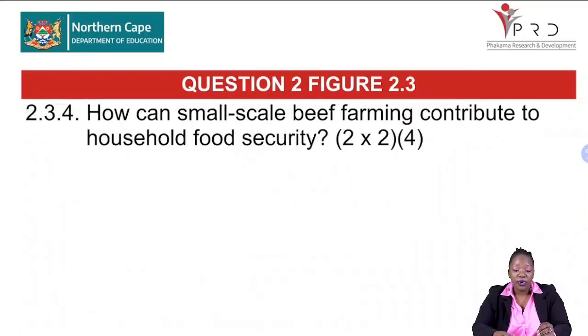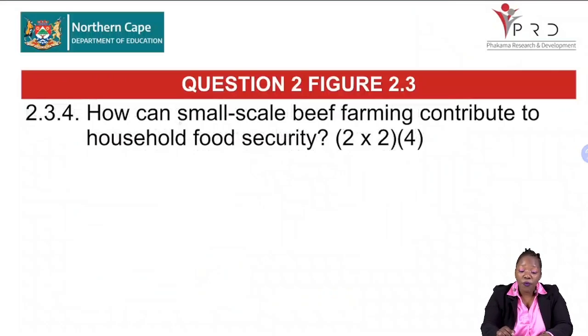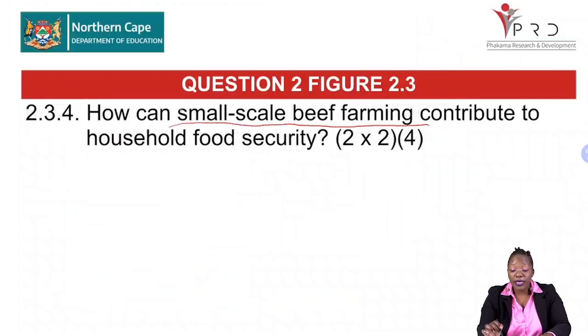Right, girls and boys, let us go through the fourth question. It says, how can small-scale farming contribute to household food security? Here we are looking at small-scale beef farming. You need to understand what small-scale farming is. Remember, it is the type of farming that is done on a small piece of land, and a variety of crops or activities are done in this type of farming.